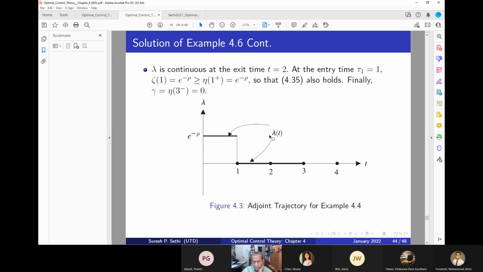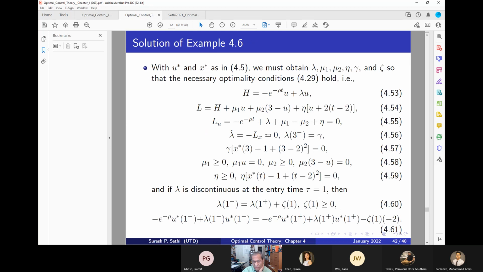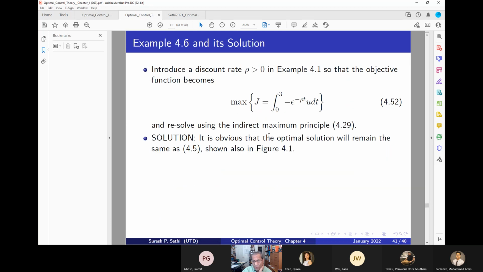By the way, somewhere either in the book or another time, I have also put this problem when rho is not bigger than 0, but rho is less than 0. It's the opposite of discounting. So what does rho bigger than 0 mean? Rho bigger than 0 means that the values that are further in the future are not so important.